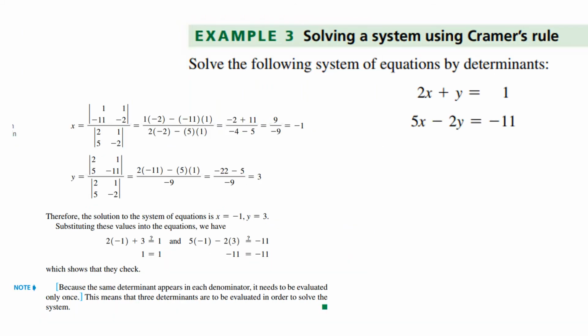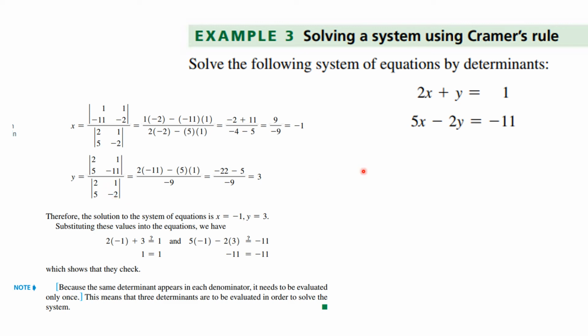So let's look at a couple of examples. Here is a problem to solve. Now notice that I have 2, 5, 1, minus 2. And my denominator is 2, 5, 1, minus 2. And down here it is 2, 5, 1, minus 2. So you see my denominators are the same.